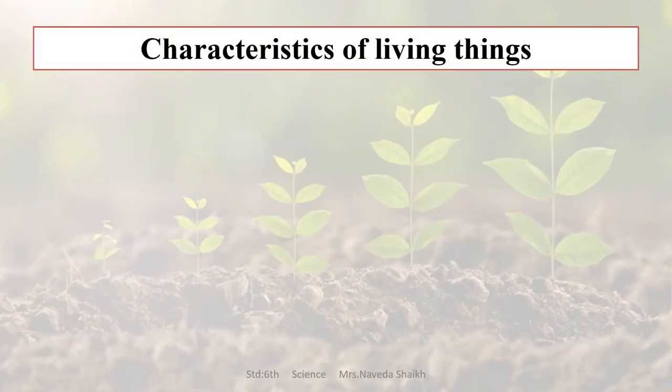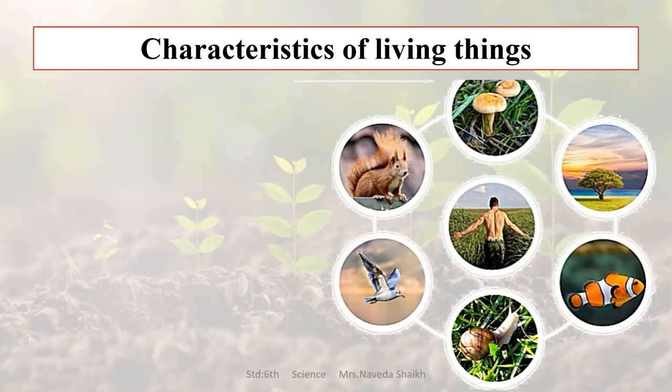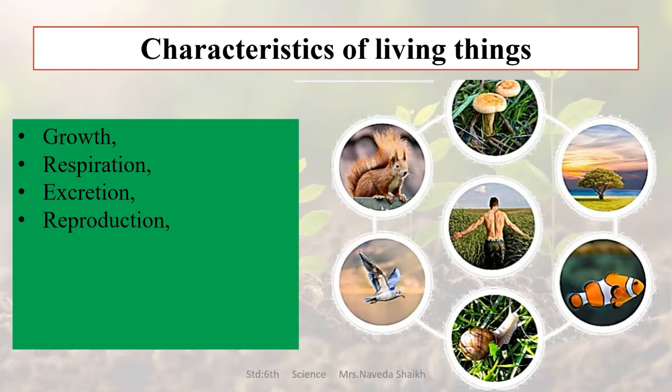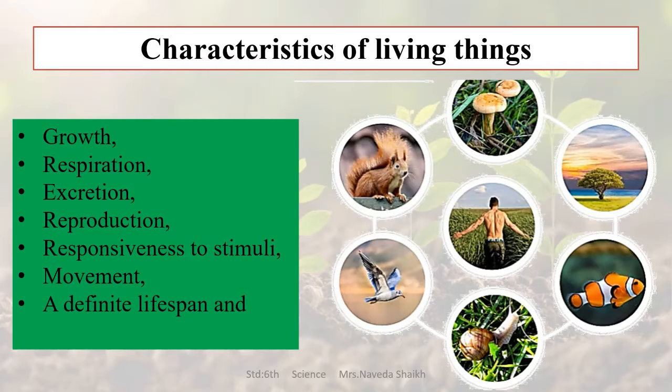Let's see a few characteristics of living things that we are going to study. Among living things, you have animals, birds, insects, fish, trees, and human beings like us. All these show certain features which are called characteristics of living things. The first is growth. Then you have respiration, excretion, reproduction, responsiveness to stimuli, movement, a definite lifespan, and a cellular structure. These are a few characteristics of living things that we will be learning in this chapter.